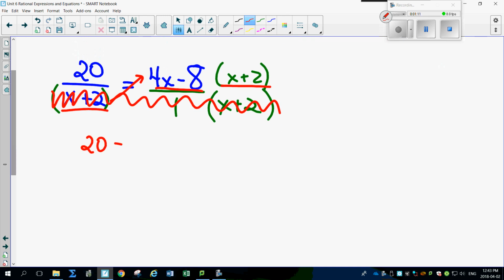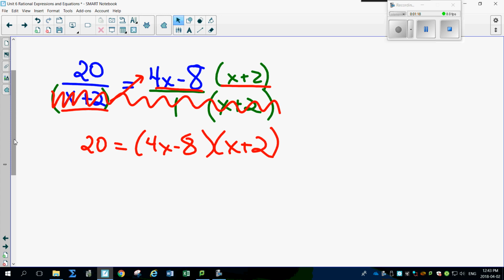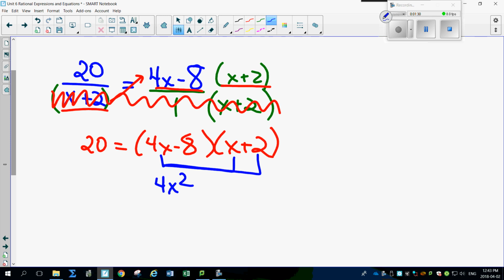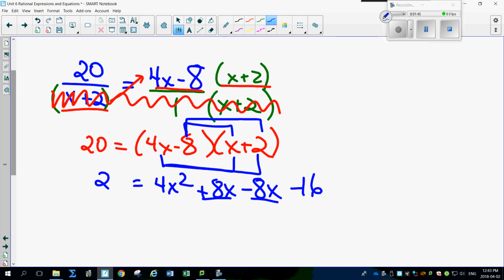So you have 20 equals 4x minus 8 times x plus 2. That's the biggest mistake people are going to make right here: they're going to forget that you have to, guess what, FOIL it. Exactly. So 4x times x is 4x squared. 4x times 2 is going to be plus 8x. You've got a minus 8 times x, so you have a minus 8x. And oh, look at that, that's going to cancel. Now let's do that later. Minus 8 times 2 is going to give me minus 16. And the whole lot is going to equal 20.